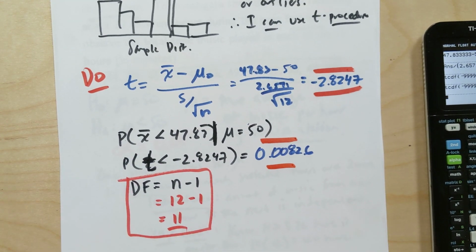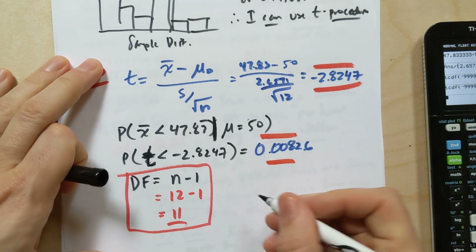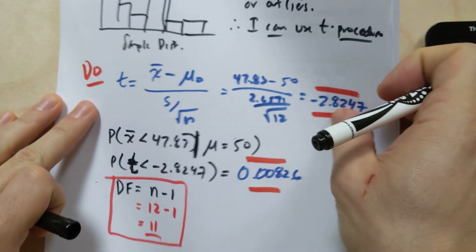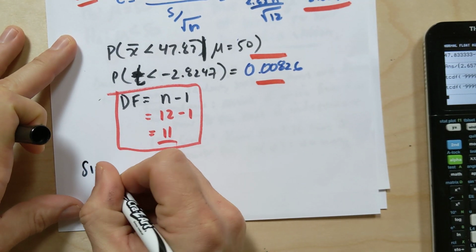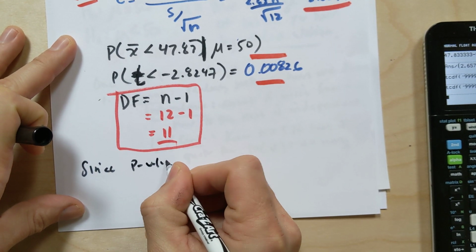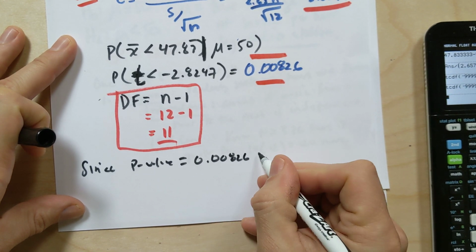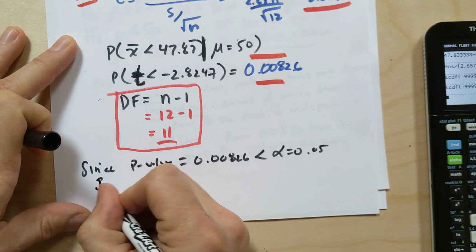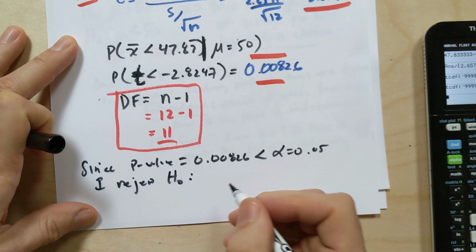And so there we go, right? With this kind of result, what does this mean for us? Well, I'm going to try to fit in my conclusion here. I'll write down my conclusion at the bottom. I'll say since the p-value, which equals 0.00826, is less than alpha equals 0.05, I reject the null hypothesis, right?